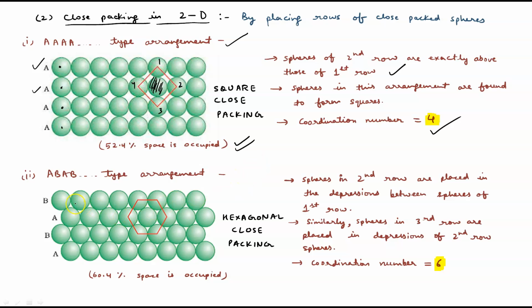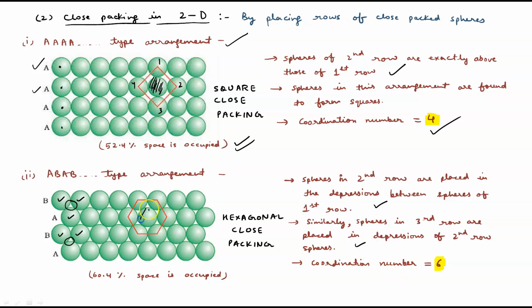In the second arrangement, AB type arrangement, spheres in the second row are placed in the depressions. You can see from the diagram, this is layer B and the next layer is put in the depressions. This is the depression. Similarly, the third layer and the fourth layer are again in the depressions. So spheres in the second row are placed in the depressions between spheres of the first row. Similarly, spheres in the third row are placed in depressions of the second row spheres.